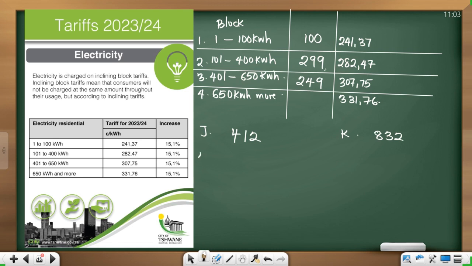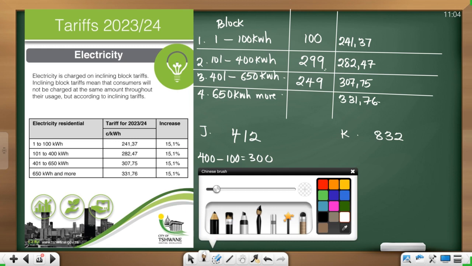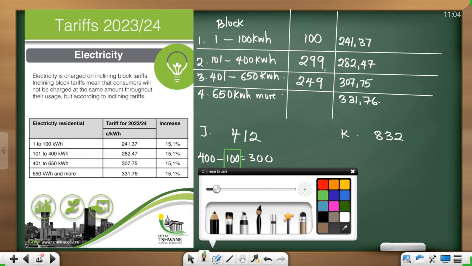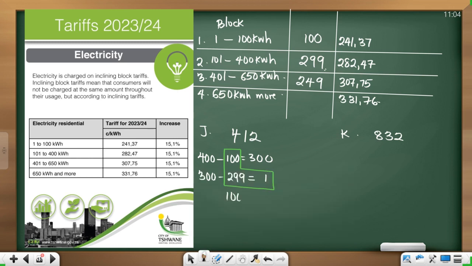Okay, so I'm back. 400 minus 100 would give us 300, right? So we have 300 minus 299. If you use your calculator, you get 1. All right, 1 minus 249 would actually give you a negative value. There's no need to use a calculator there. So I'm going to clean that negative 1. All right, the negative 1 is gone. What is my unit? There we go. So it is 100, 299, and 1. Then I multiply by the price.